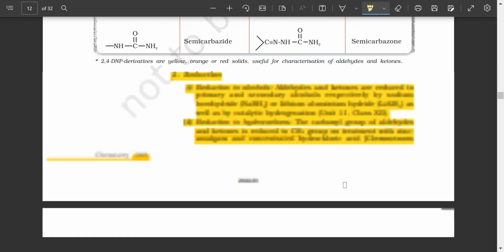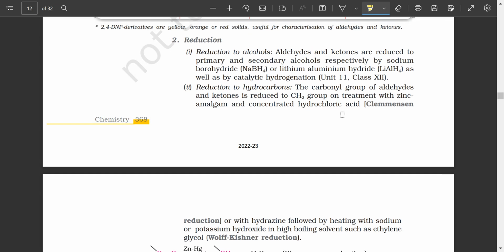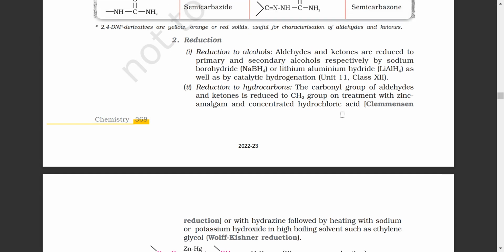Fine. Now, moving on to reduction. Reduction reactions also occur. Reduction to alcohols: aldehydes and ketones are reduced to primary and secondary alcohols respectively by sodium borohydride, NaBH4, a very good reducing agent, lithium aluminium hydride, as well as by catalytic hydrogenation. You take a reducing agent, and basically it will reduce the aldehyde and ketone to alcohol.